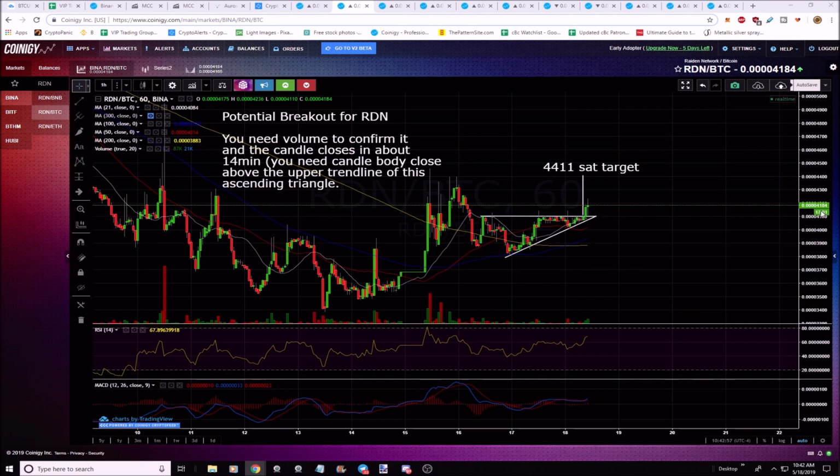Let's take a look at RDN. Over here, I want you to see this 17-minute countdown timer is going to count down until this candle closes. So this is an hour chart, so every single candle is 1 hour. This is the price action over 1 hour.